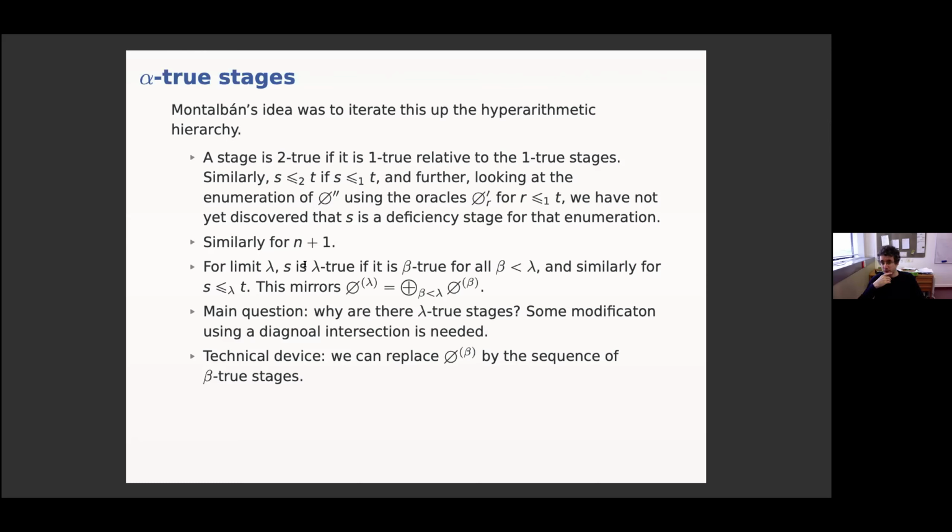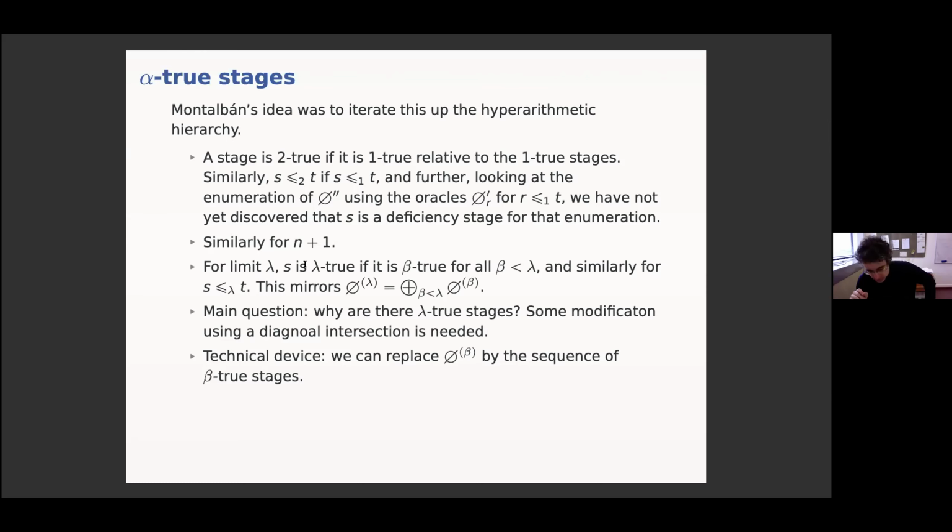And then the question is, what is lambda true for lambda limit? What is omega true, for example? Well, what is 0 to the omega? 0 to the omega is just the join of the 0 to the n's, the finite iterates of the Turing jump. So lambda true really should be, omega true should be n true for every n. And this is true for any limit ordinal.